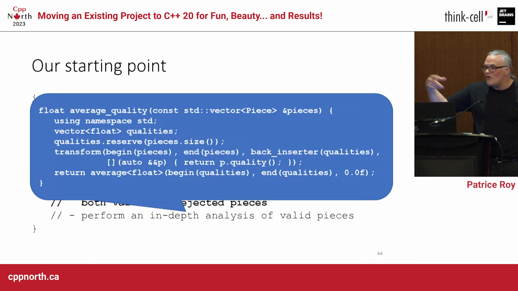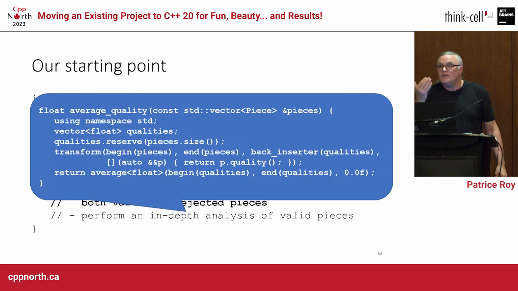So I'm making a vector of qualities there. I'm doing this transform to just keep the qualities of the pieces there because I don't care about the rest. And then I'm calling an average function that I wrote on those floats to get the average value of my floats. Now, there's no average function in the standard library because it's much trickier than people think to write properly in a general way. It's a tricky one to do.